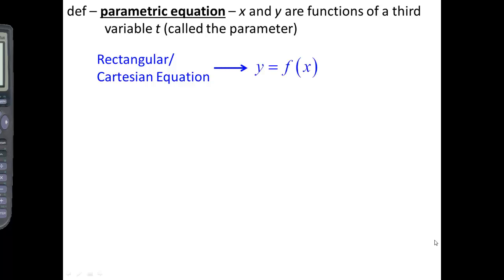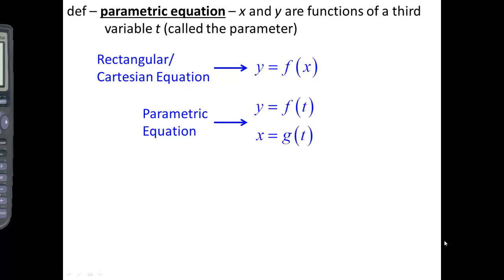So again, the old way of describing functions would be as a rectangular, also known as a Cartesian equation. In other words, y is a function of x. X is your input, y is your output. The new way is a parametric equation, where instead of just having one input and one output, we still have one input, which is t, but we have two separate outputs. Y is a function of t, x is a function of t.